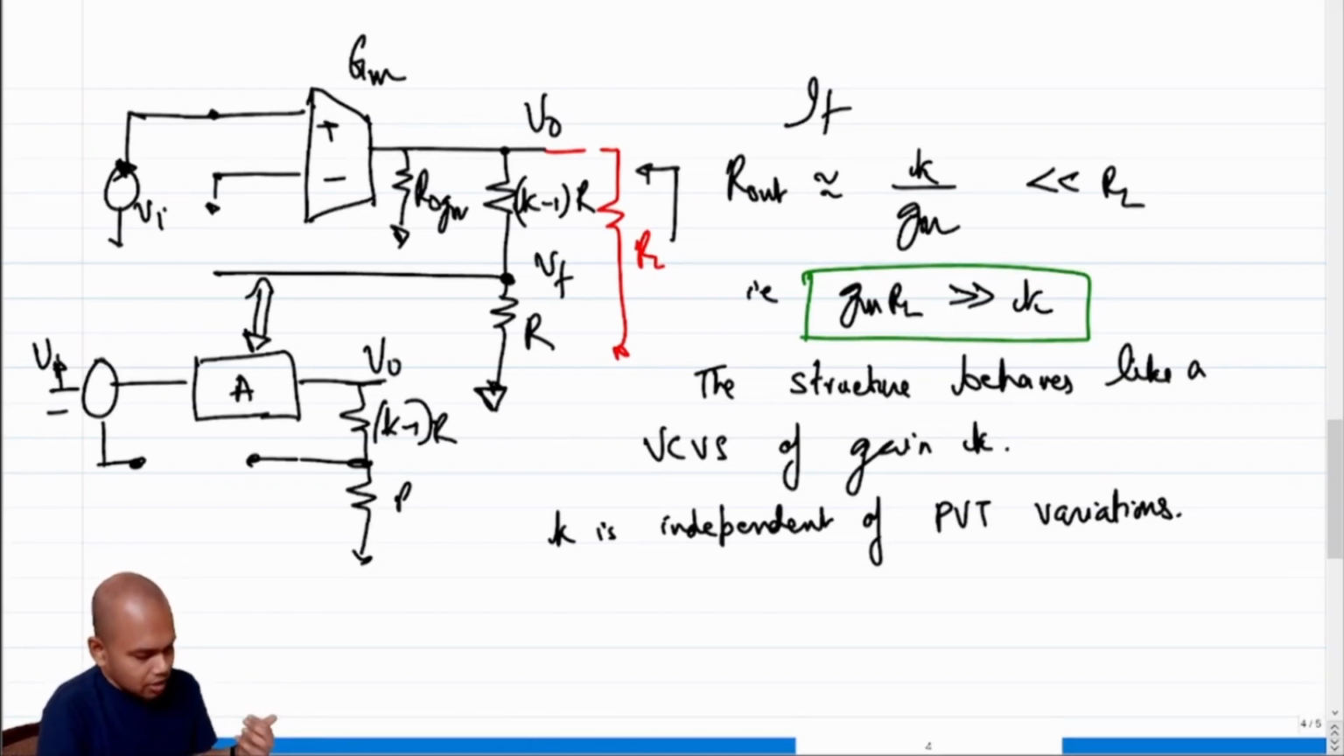So hence you have to ensure that the open loop gain, after you break the loop, is much more than 1, right? If the open loop gain is less than 1, then we are in trouble, right?